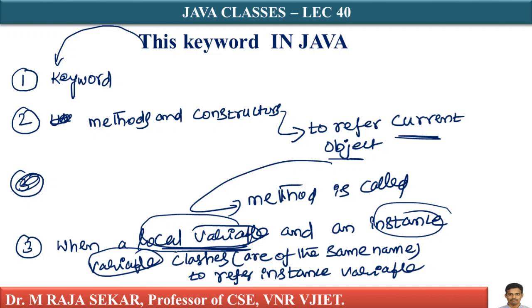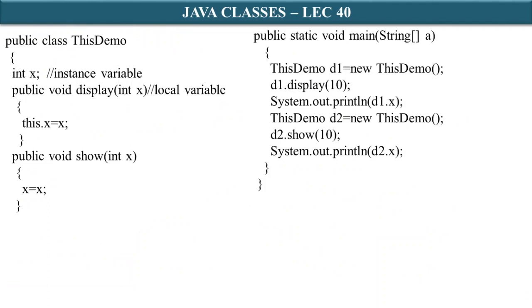Let me demonstrate this keyword with the help of a simple program. Just observe this program carefully and see what it says. You need not bother about this part. It is just class, space, class name, ThisDemo. What is my class name here? ThisDemo. This is the beginning of the class, in which there is int x. X is an integer type variable. This is known as an instance variable. One must understand that x is an instance variable here.